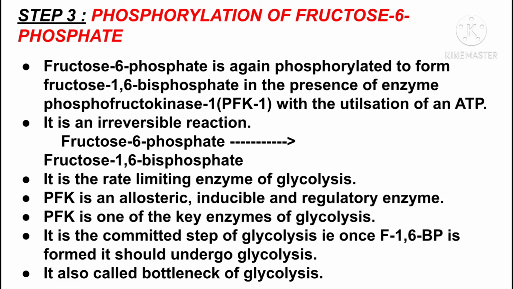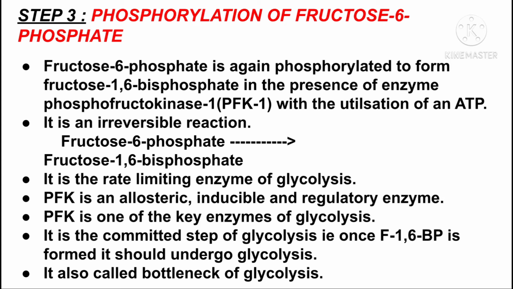Fructose 6-phosphate is again phosphorylated to form fructose 1,6-bisphosphate in the presence of enzyme phosphofructokinase with the utilization of an ATP. It's an irreversible reaction. It is the rate-limiting enzyme of glycolysis. The phosphofructokinase is an allosteric, inducible and regulatory enzyme. It is one of the key enzymes of glycolysis.